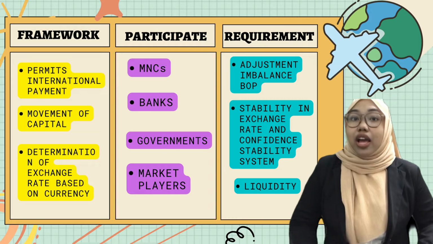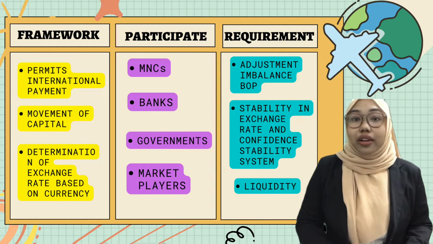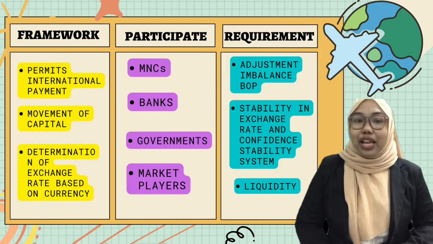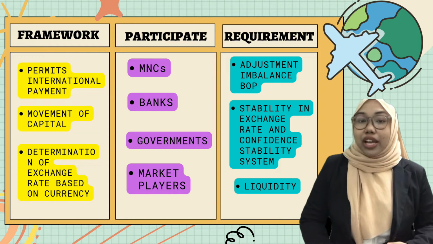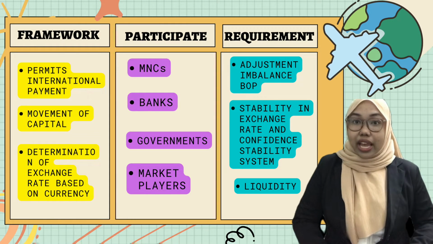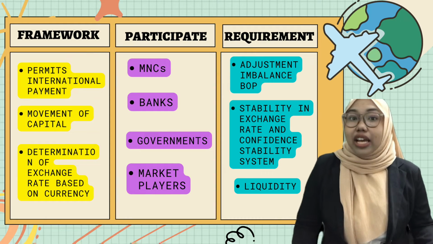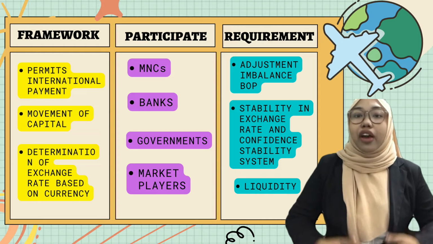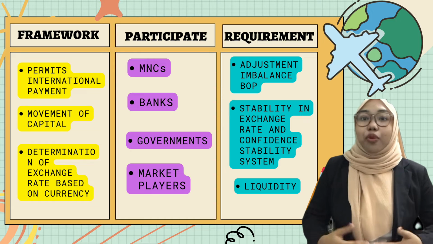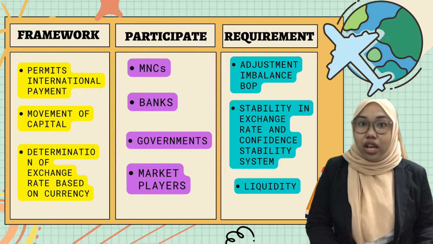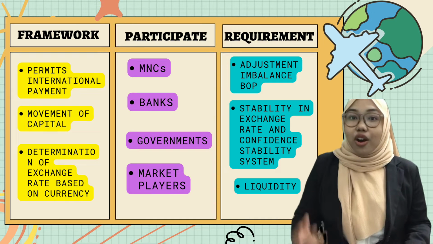Next, participants. There are a few participants in the IMS. First, MNCs, banks, governments, and market players. However, they also have requirements. First, adjustment. They adjust imbalances in the BOP at relatively lower cost. Second, they have stability and confidence. They keep the exchange rate fixed and people have confidence in the stability of the system. And the last is liquidity. They provide enough reserve assets for a nation to correct a BOP deficit without pushing the nation into deflation or inflation.